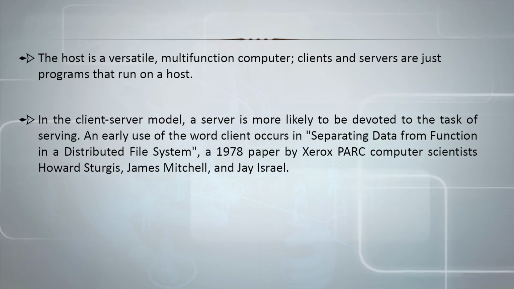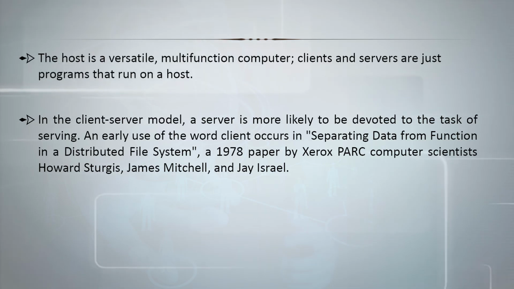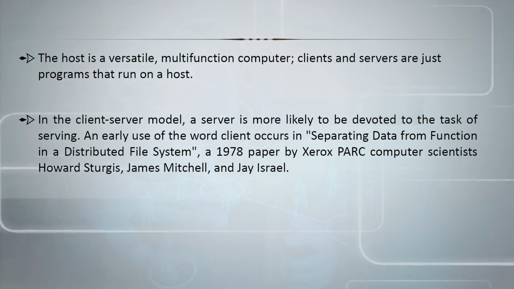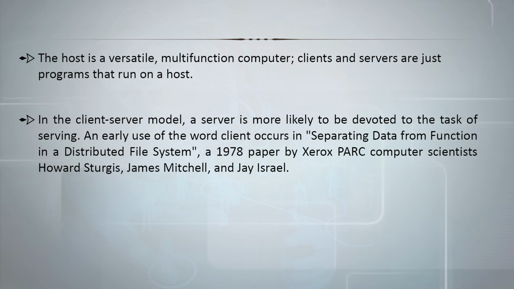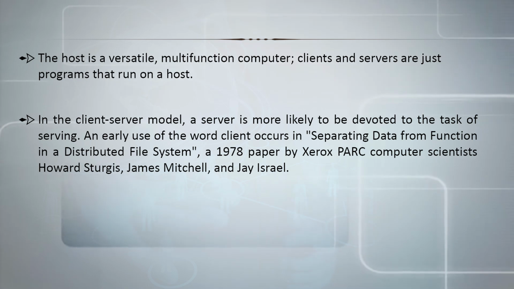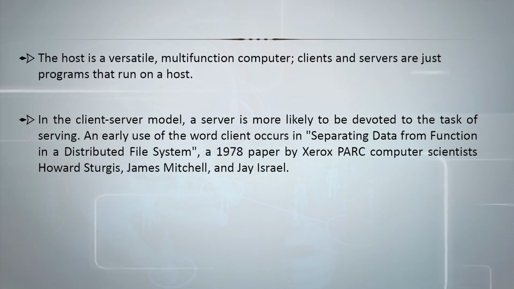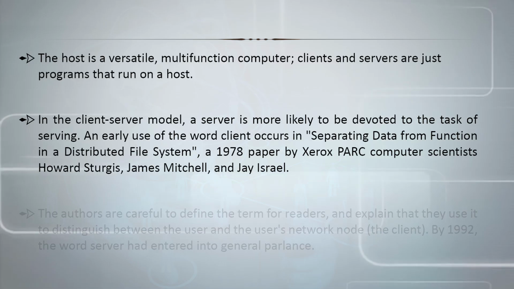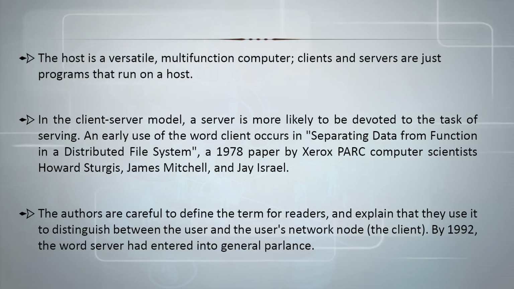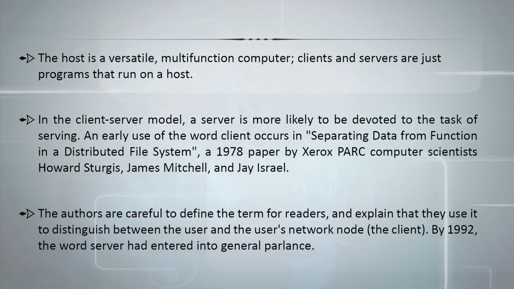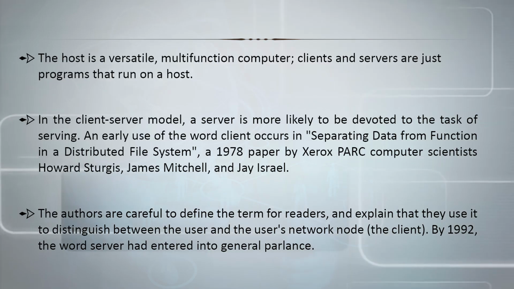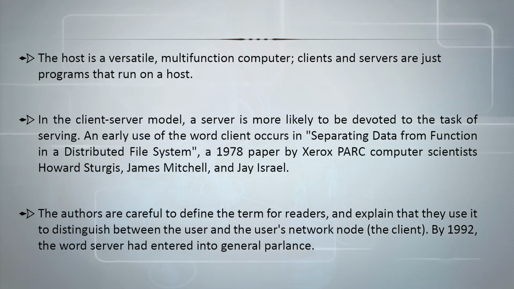An early use of the word client occurs in "Separating Data from Function in a Distributed File System", a 1978 paper by the Xerox PARC computer scientists Howard Sturgis, James Mitchell and Jay Israel. The authors are careful to define the term for readers and explain that they use it to distinguish between the user and the user's network node, that is the client. By 1992, the word server had entered into general parlance.